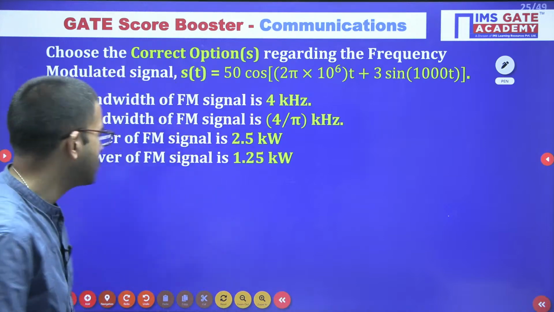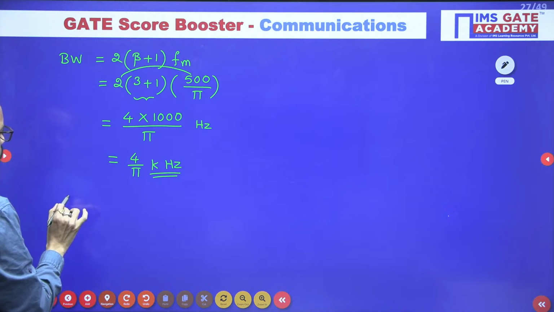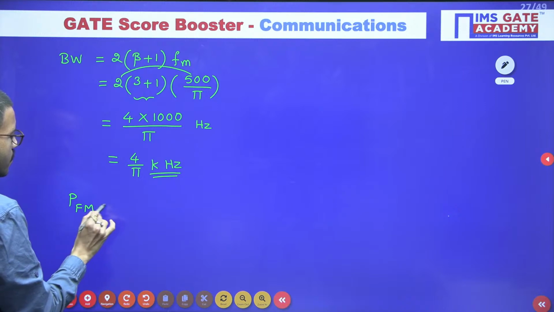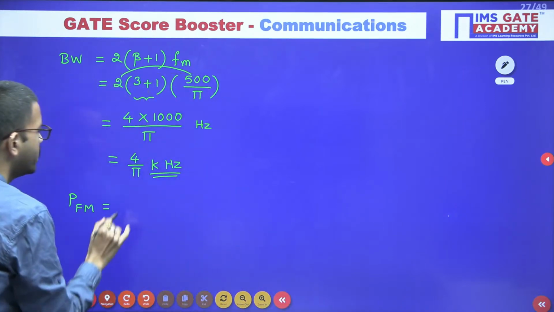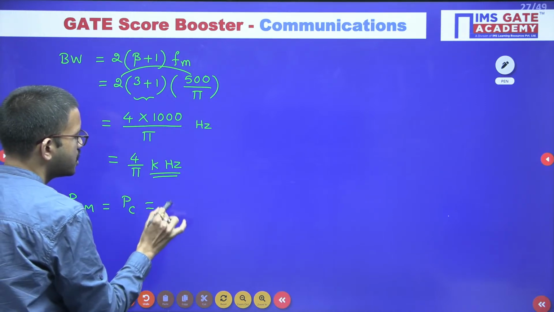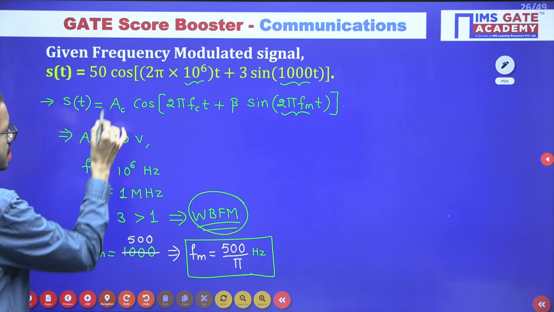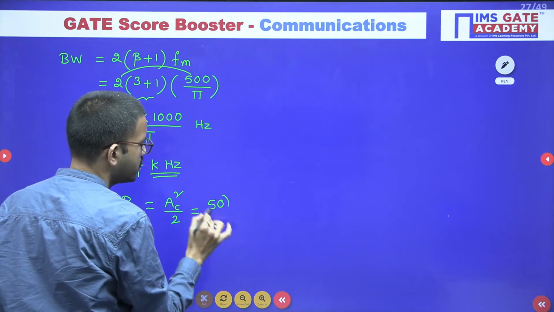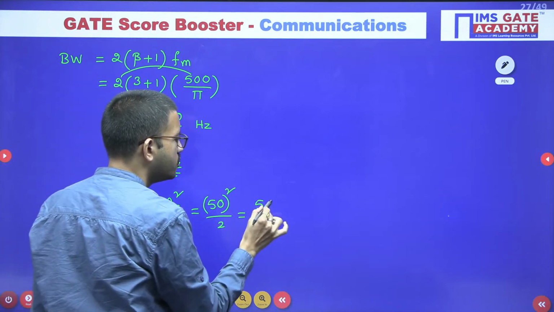What is the formula for the power of an FM signal? Here we have wideband FM. So what is the power? The power of a wideband FM signal is nothing but the carrier power only, right? So Pc is nothing but Ac square by 2. Here Ac is 50, so substitute 50 whole square divided by 2. 50 whole square is 50 into 50, divided by 2.